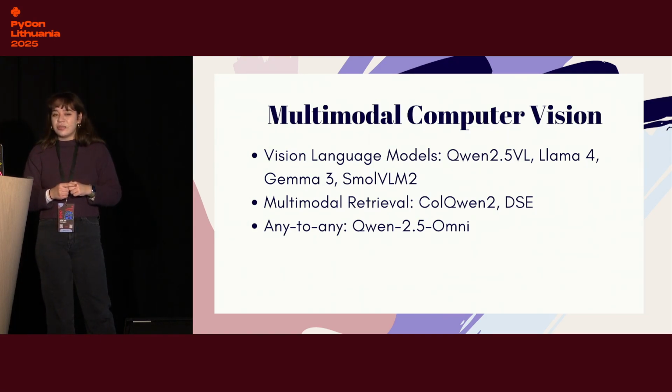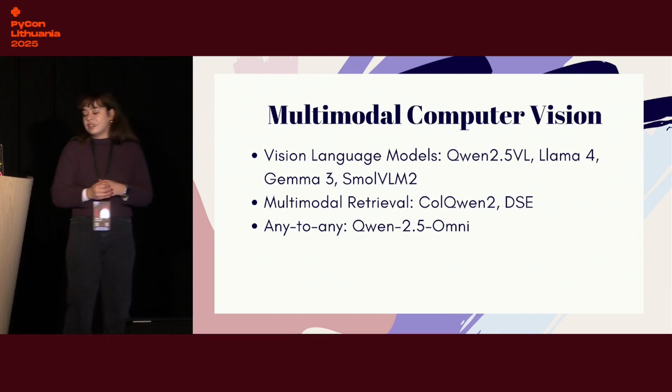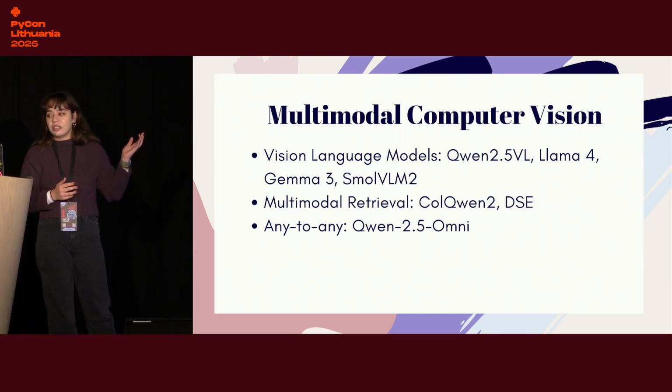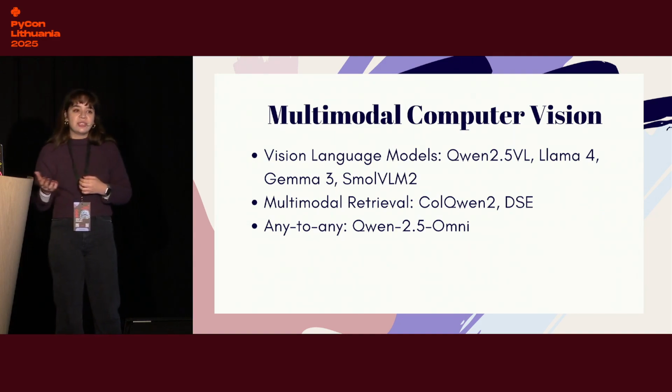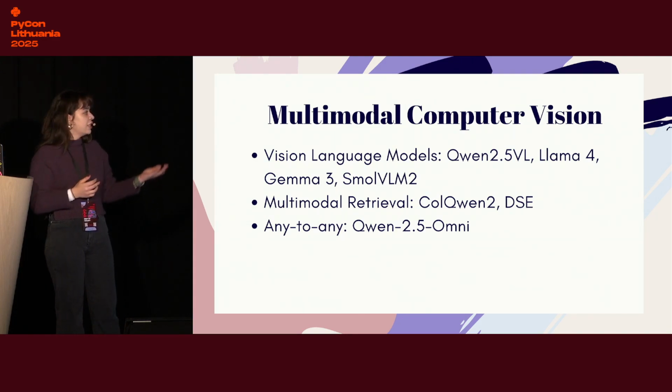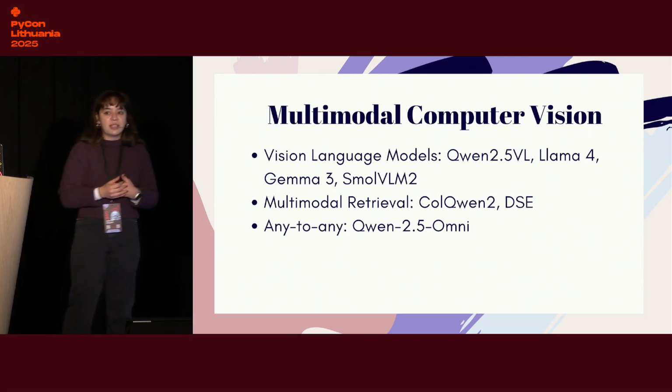And there is Qwen 2.5 VL. Qwen is a laboratory at Alibaba which releases state-of-the-art open source models that are super capable. Their vision language model is called Qwen 2.5 VL. Then for multimodal retrieval, which I will explain later, there are ColPali and Qwen DSE models. And for any-to-any, there is the Qwen 2.5 Omni model by Alibaba.